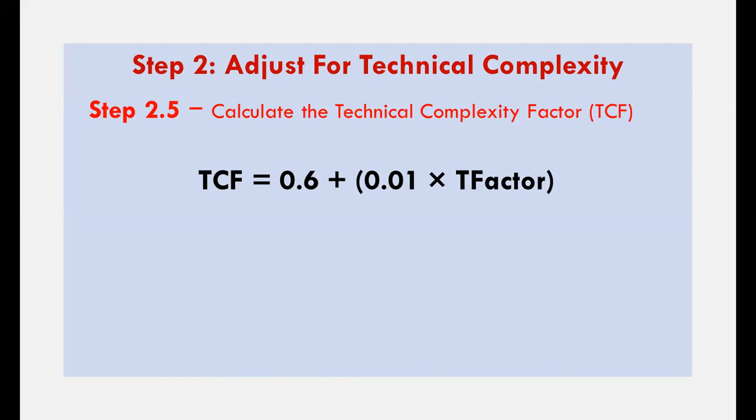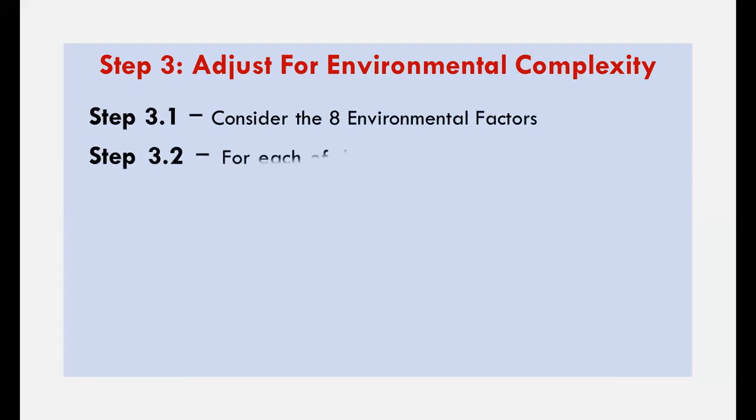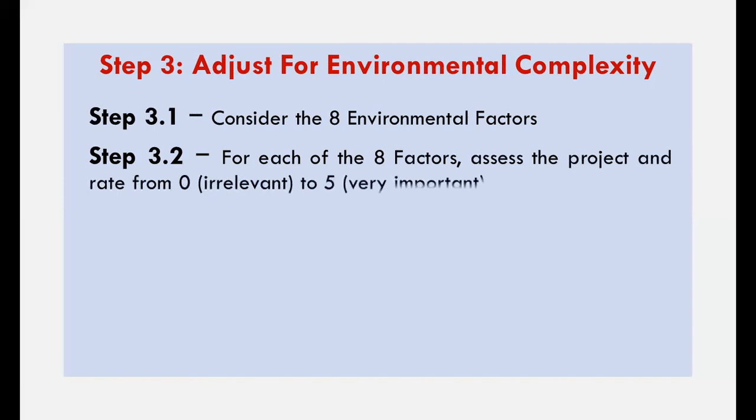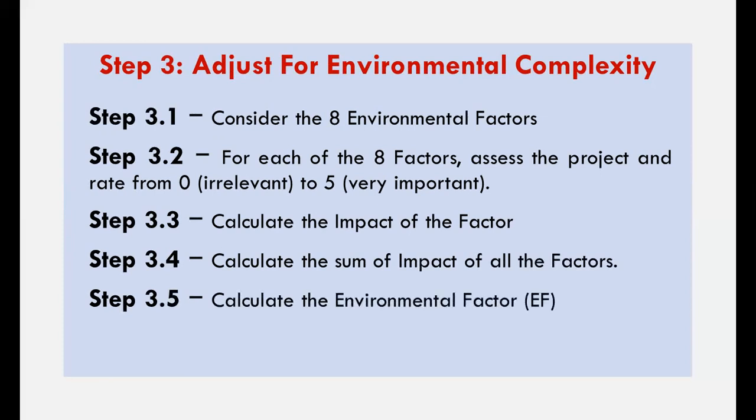2.4. Now coming to step 3. Here in step 3, we need to adjust for the environmental complexity. In step 3.1, we need to consider the 8 environmental factors. In step 3.2, for each of these 8 factors, we need to assess the project and rate from 0 as irrelevant to 5 as very important. So it will have the in-between values. In step 3.3, we calculate the impact of the factor. In step 3.4, we calculate the sum of the impacts of all the factors. And in step 3.5, we calculate the environmental factor EF.